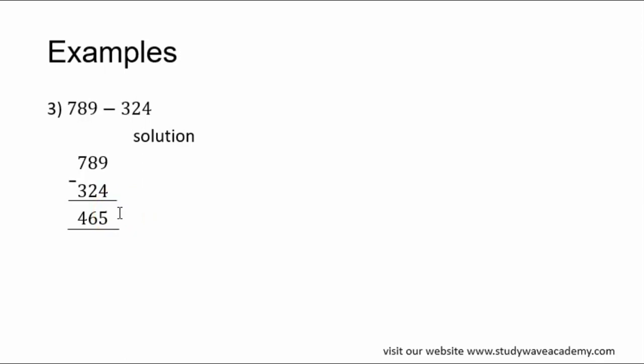Right? Yes. And 8 minus 2 is going to give us what? 8 minus 2 is going to give us 6. Yes, correct. And 7 minus 3 is going to give us what? 4. So 789 minus 324 is 465. So we got that right.